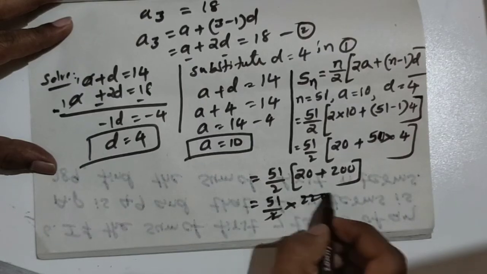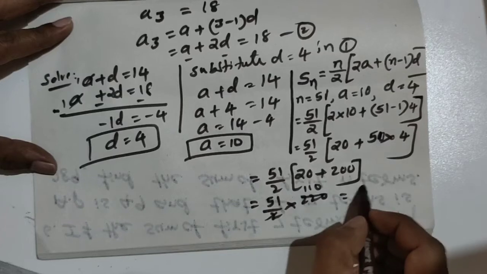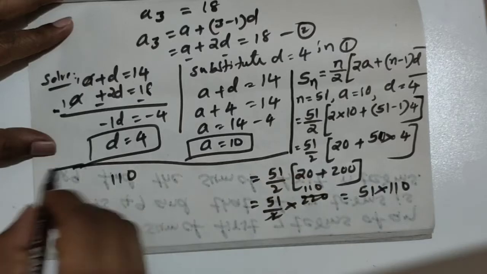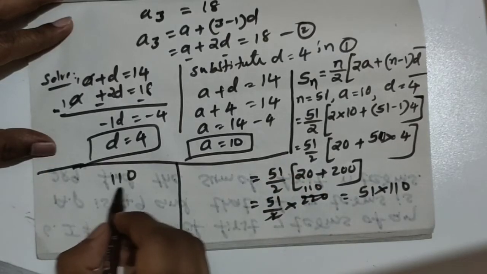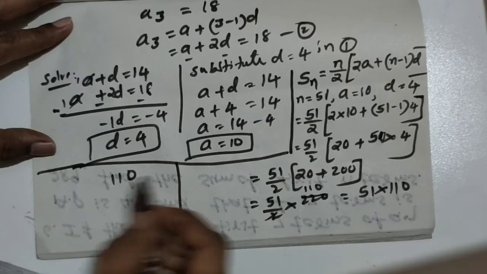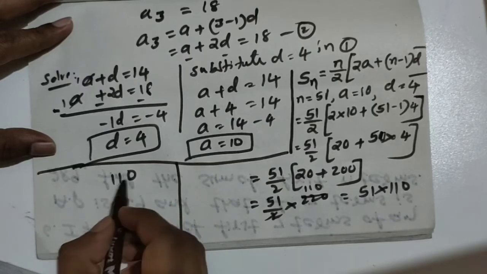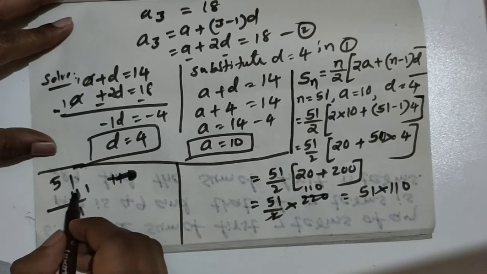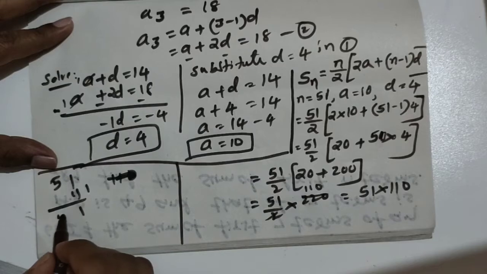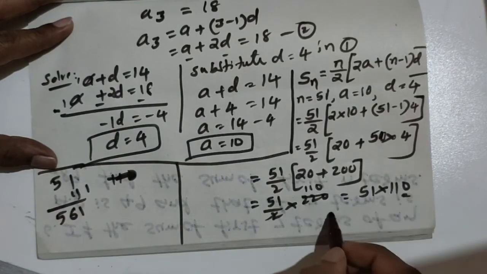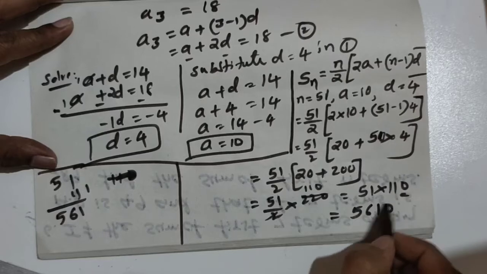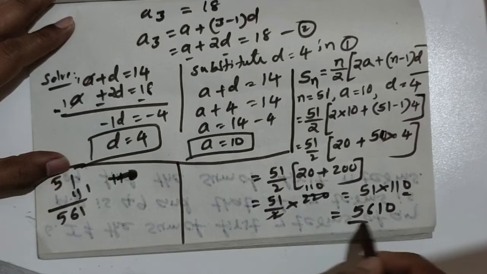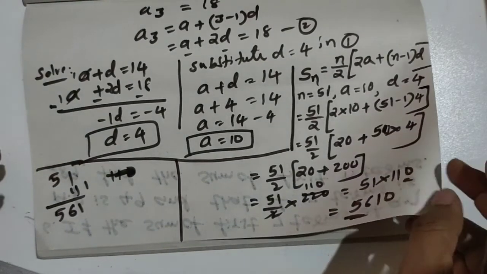So by cancellation, 2 ones are 2, 2 elevens are 22, so 51 into 110. Another way, you can multiply easily 51 into 11, it is better. 51 into 11, 11 ones are 11, 11 fives are 55 plus 1, 56. So we have one more 0, that's why 5610. So this is the solution of the sum.